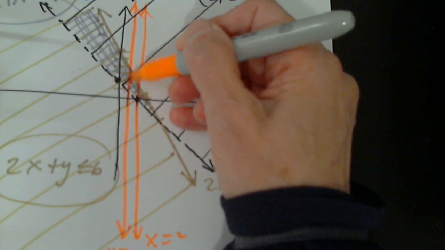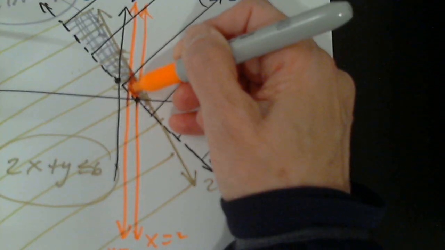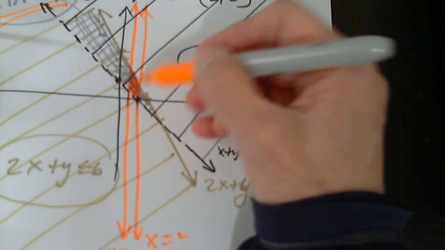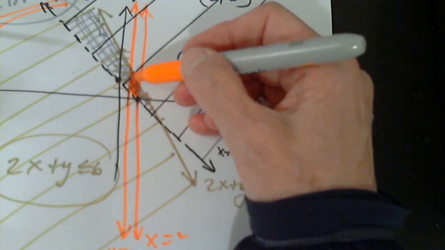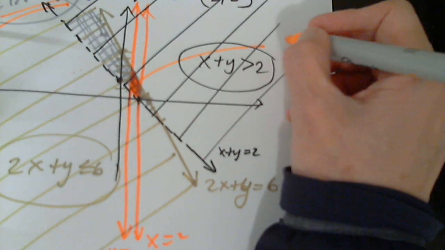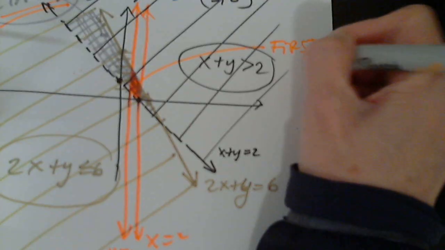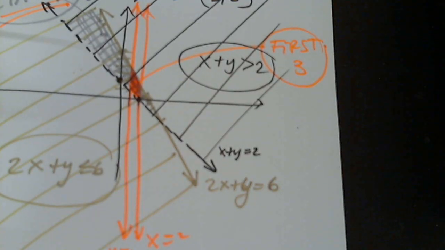So this is between 1 and 2, intersected with the first two. This piece here is the first three, all of them. Finally, I can put in the last one.